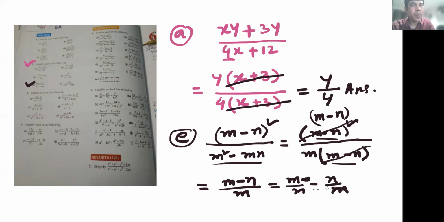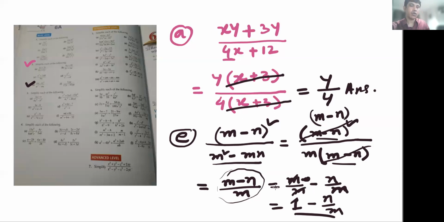You know, the LCM we have done. Can you remember the LCM? Not LCM, GCD, greatest common divisor. We can write like this also. If we come with the GCD, it will change to this. So this one is your answer. But if you want to go further, you can write m times (1 minus n by m). This is also an answer. Got this point? Okay, let's check another one.